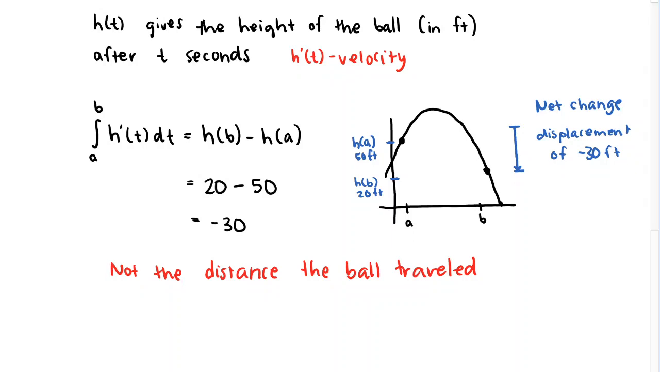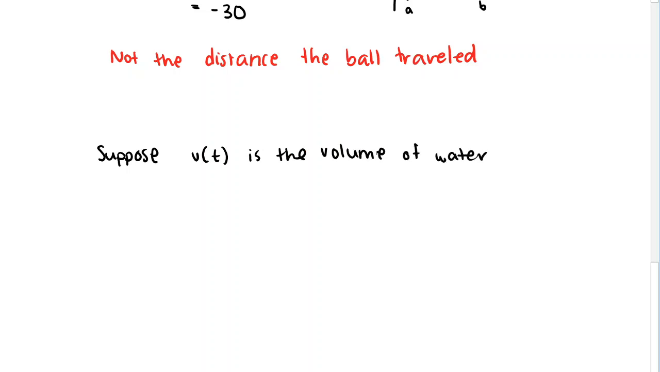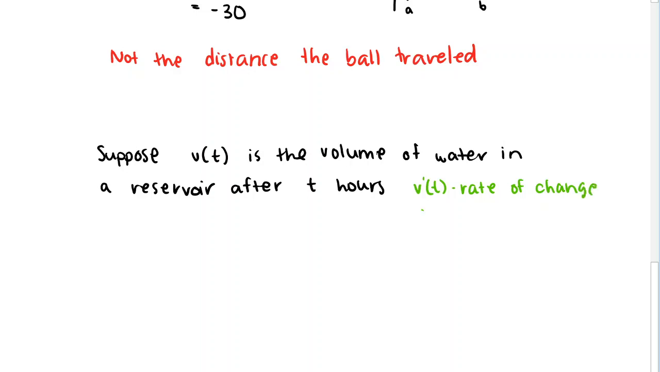But let me just illustrate another quick example. So let's suppose that v of t is the volume of water in a reservoir after t hours. And so the derivative of this function, v prime of t, well, this would just tell us the rate of change of the volume.